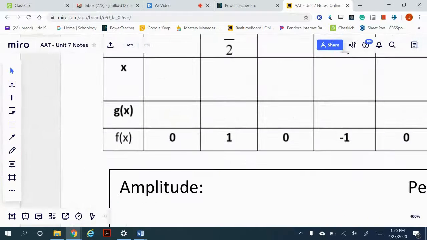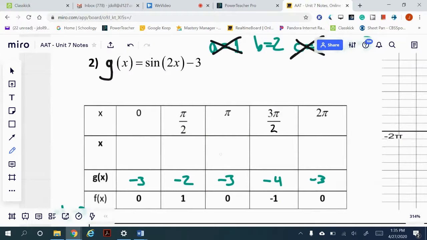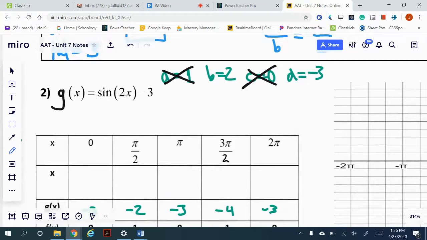Now, D affects the range. So down here, we're going to multiply by A, which is 1, and then subtract 3. So -3, -2, -3, -4, -3. Up here, we're going to add 0 first, because that's the C value of 0.